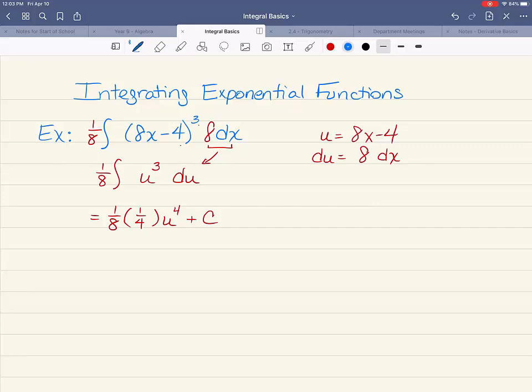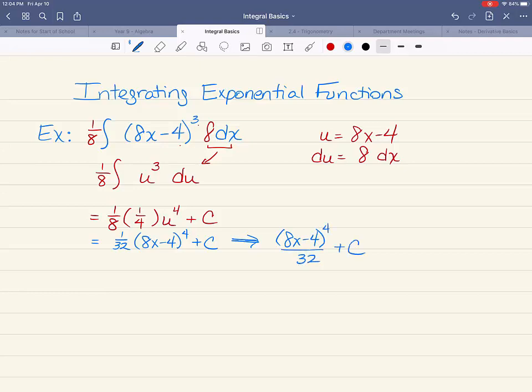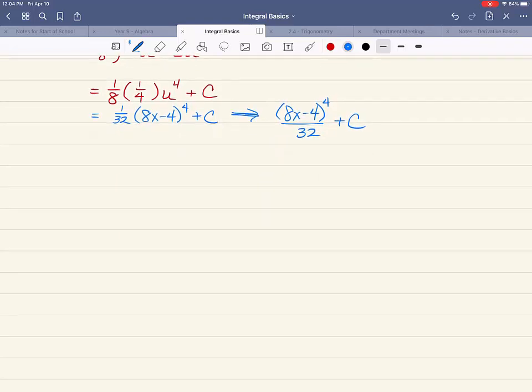The answer is no. We must change it back to x's. So as we do, we're going to go ahead and combine our terms. This will be 1 over 32, bracket 8x minus 4 to the 4th power plus c. A lot of times in the book, they will write the answer this way. They will write (8x minus 4) to the 4th over 32 plus c. That is the same answer. All right, so if you feel confident with this method, you are ready to move on to the next problem.